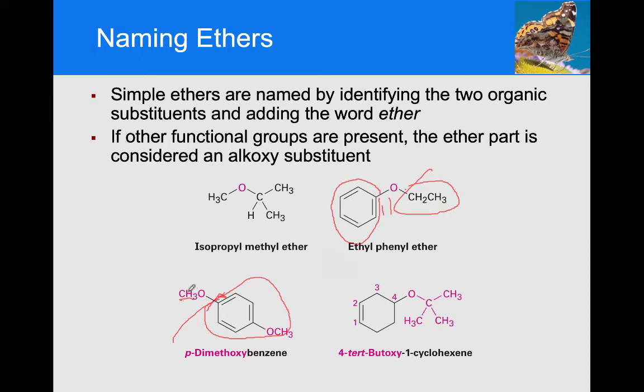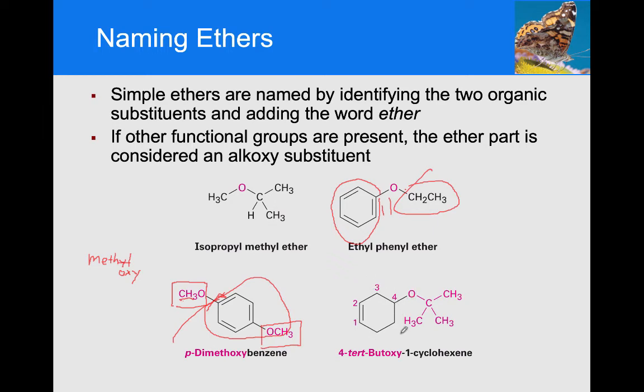When you name this as a substituent, you go from methyl, drop the YL and add OXY, and that becomes methoxy. So you start calling it an alkoxy group. This is a methoxy group because methyl to methoxy. This is also a methoxy group, methyl to methoxy. These are para to each other on a benzene ring. So para dimethoxy benzene.